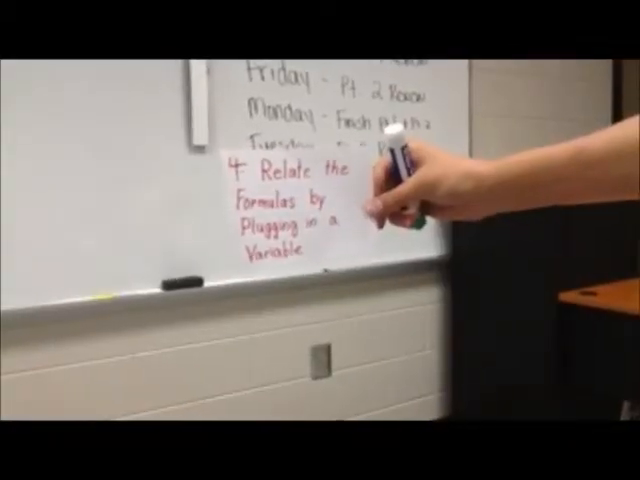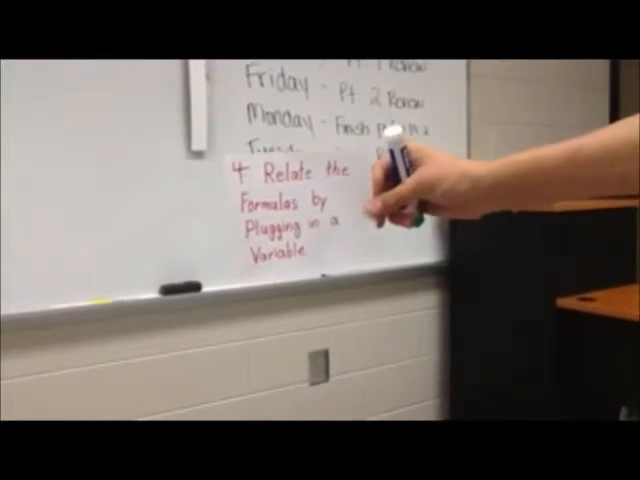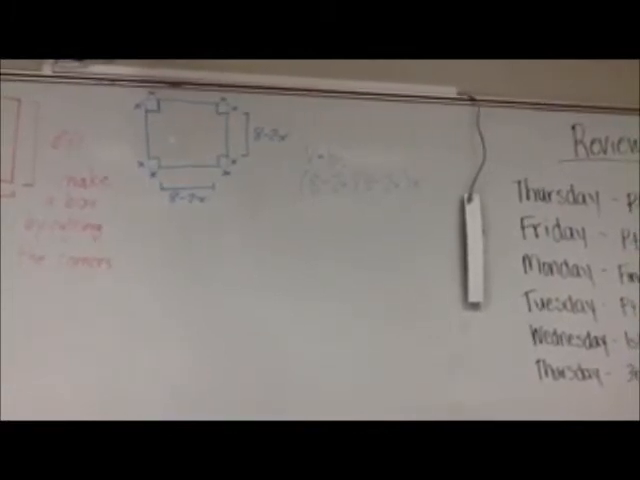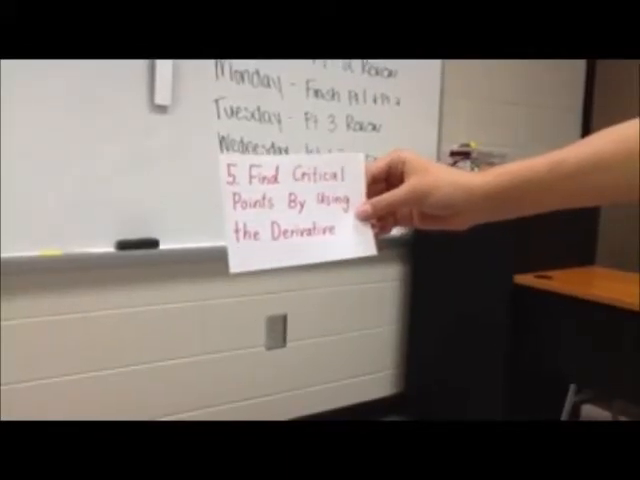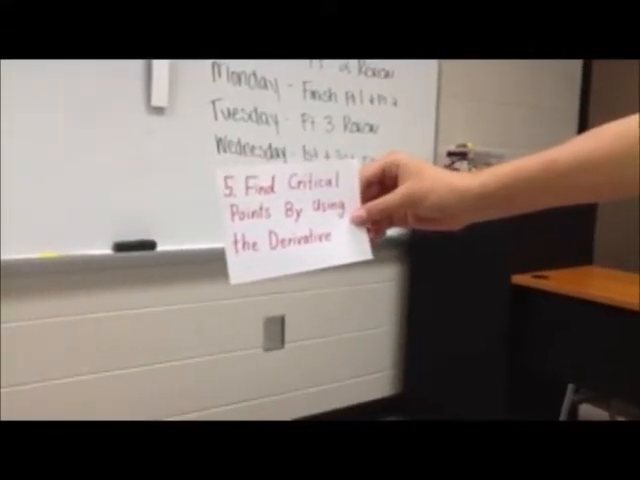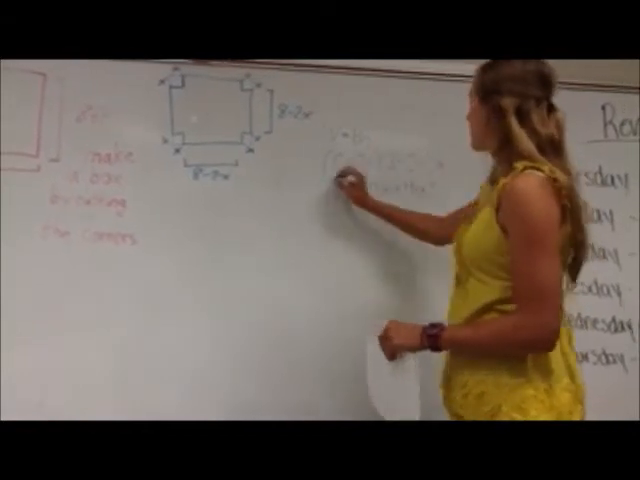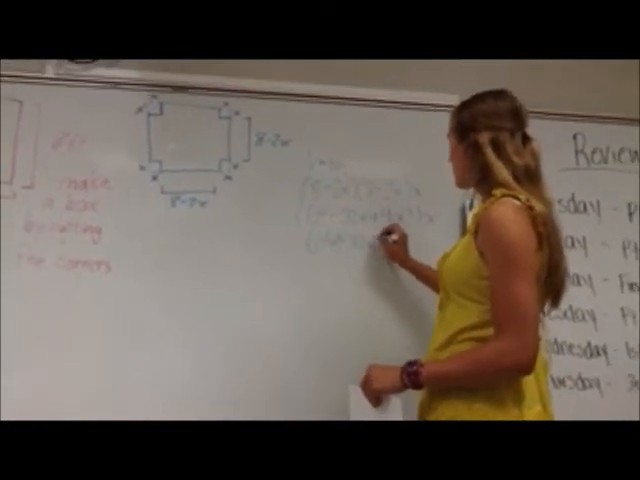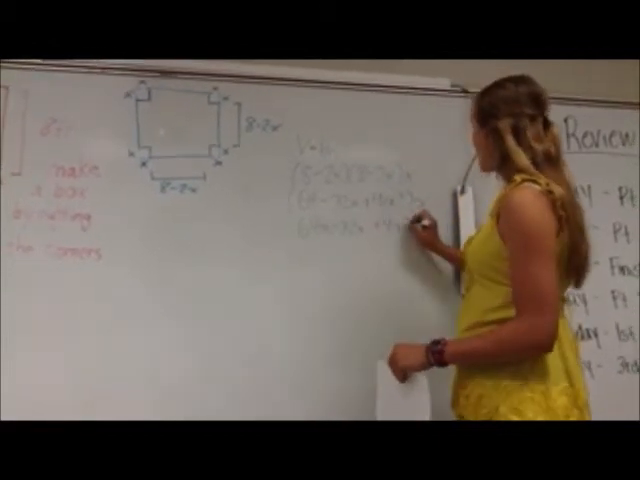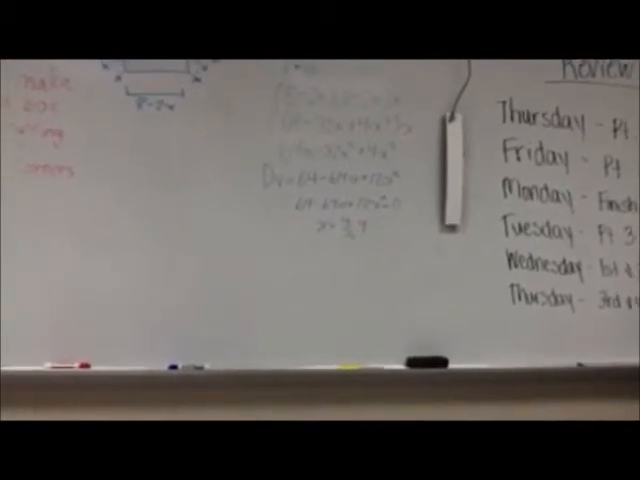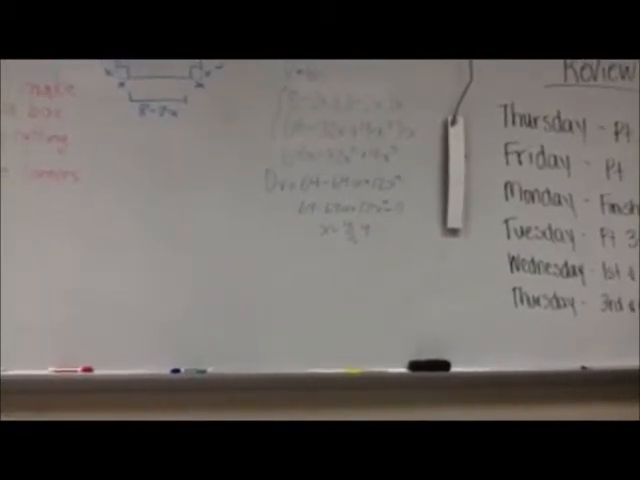The next step is relate the formulas by plugging in a variable. However, as you can tell, we only have one formula for this problem, and since we're looking for volume, we really don't need relating. In the next step, we need to use the derivative to find critical points. So now we are left with two critical points, 4/3 and 4.